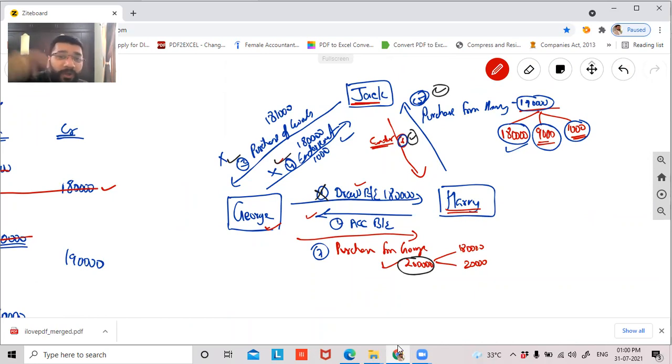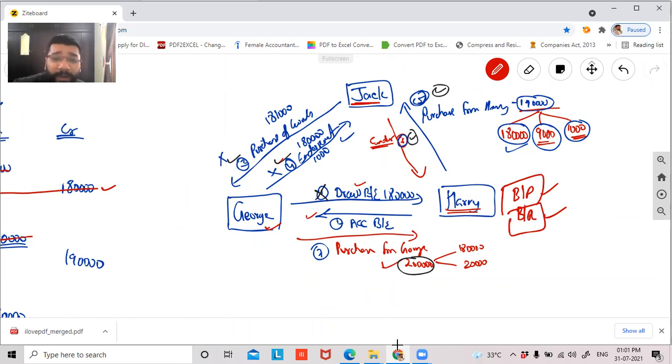Harry gave this bill to George, George gave this bill to Jack, Jack gave to Harry. So everything came back to Harry, no? So Harry initially had a bills payable, and later from Jack he had a bills receivable. So don't you think that bills payable and bills receivable will be knocked off against each other? And it should be knocked off against each other.